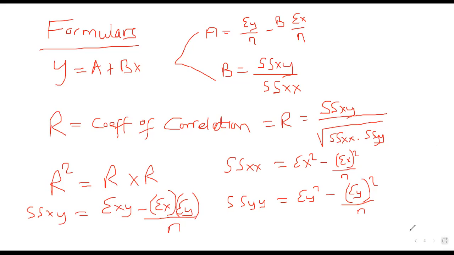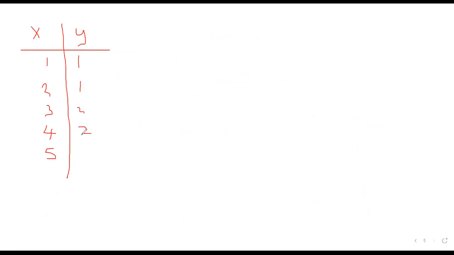So now we're going to do a question together. Suppose we're given values of x and values of y. I'll just give a simple example here. x is 1, 2, 3, 4, and 5. You are given y as 1, 1, 2, 2, and 4. So the first question is, we're asked to plot and comment.